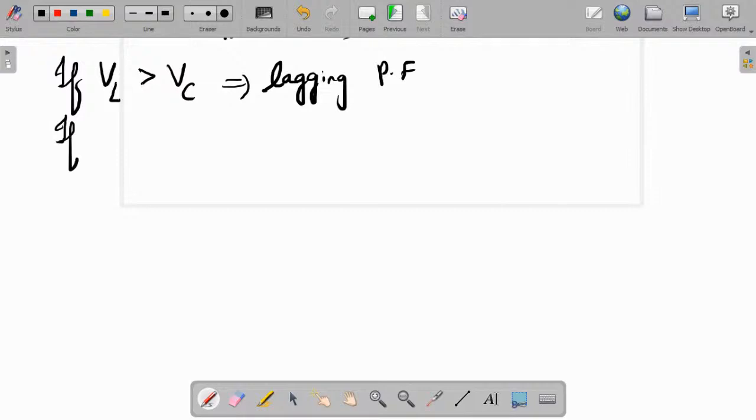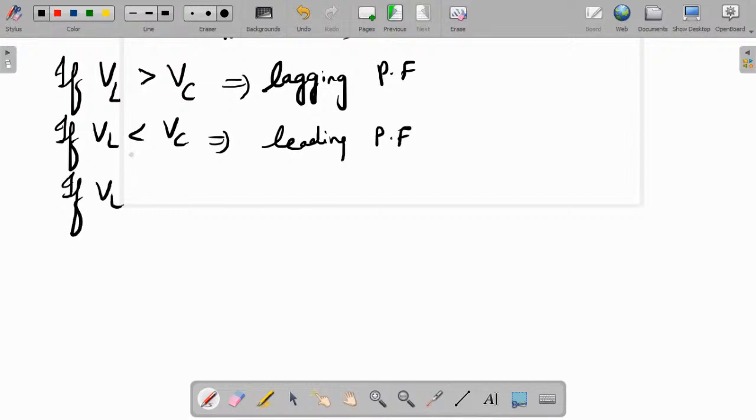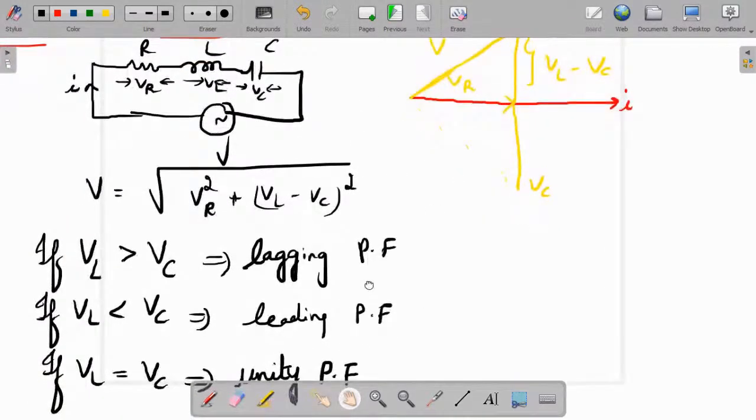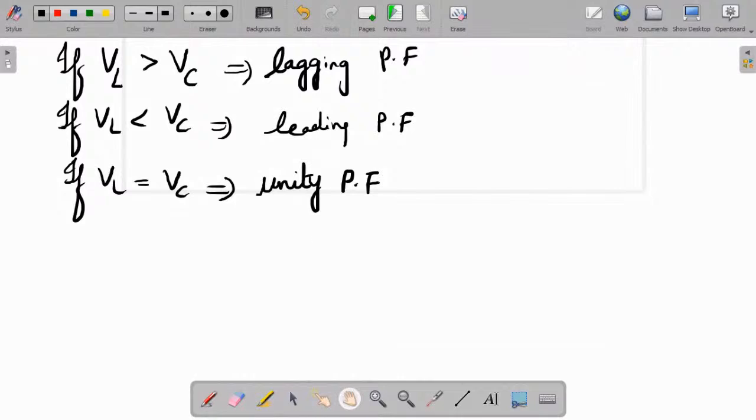Similarly, if VL is less than VC, then we will have leading power factor. If both are equal, V equal to square root of VR square plus VL minus VC the whole square, if you substitute, you will get only a purely resistive circuit. So in a purely resistive circuit, what about the power factor? It will be 1. So it will have unity power factor.